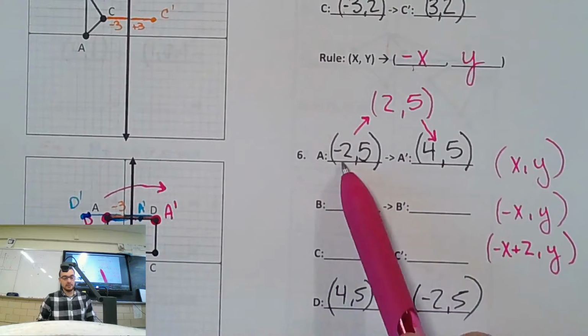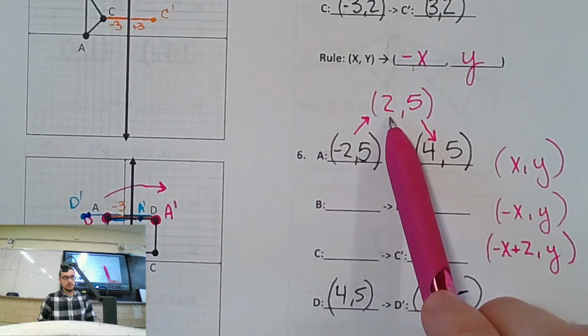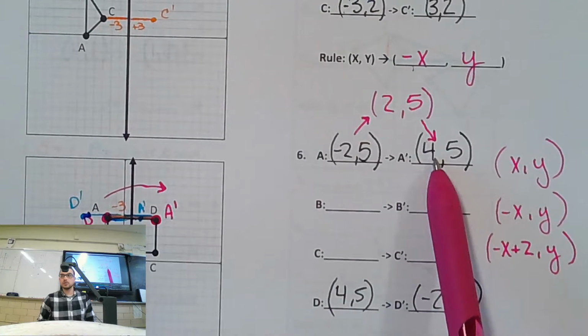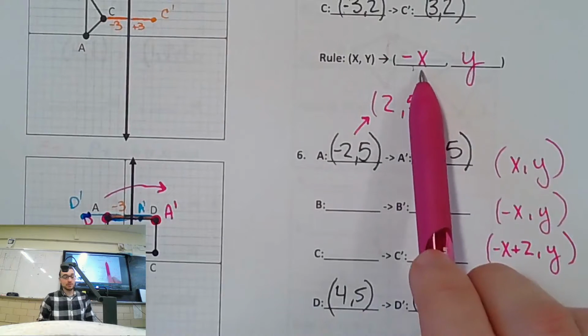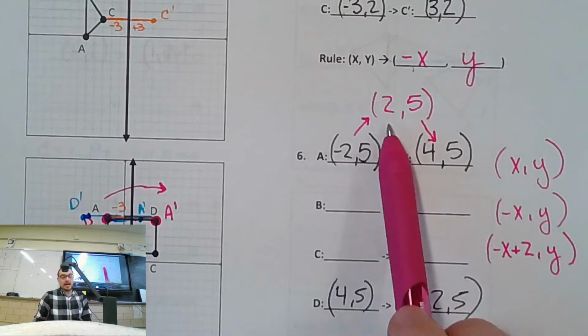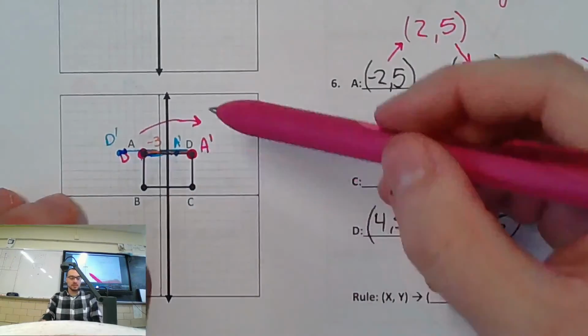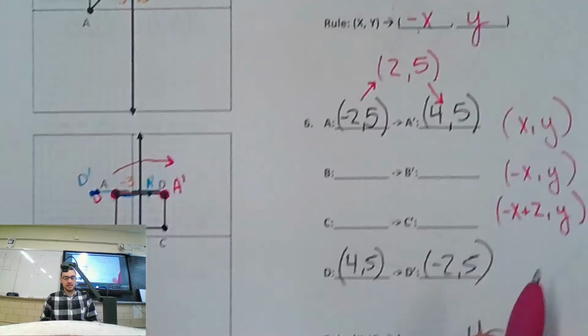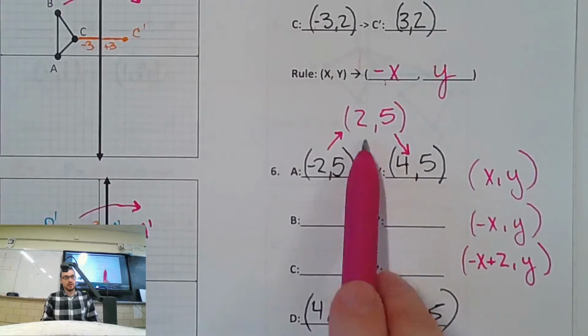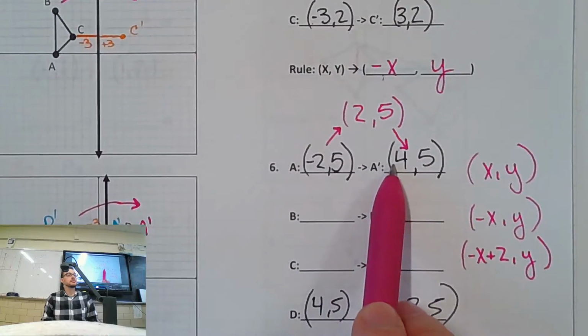So negate it, and then add 2. That's the rule. Why are we negating it? Because we know it's a horizontal flip. We have to negate the x. That's what it says up here, right? But we have to do a little bit extra because this line's moved. And that little bit extra is whatever it takes to get from here to here. And that's to add 2.